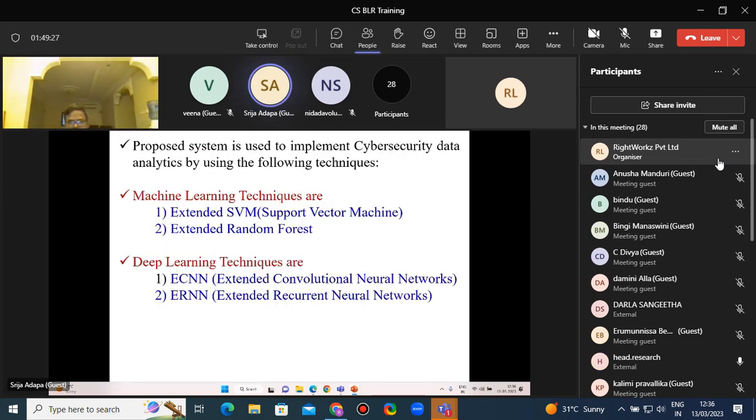The proposed system is used to implement cybersecurity data analytics using ML and DL techniques. Following are the techniques we have used. Machine learning techniques are support vector machine and random forest, and deep learning techniques are convolutional neural networks and recurrent neural networks.